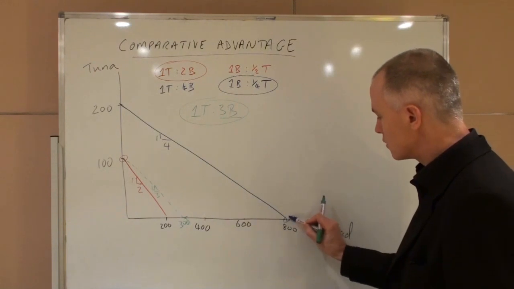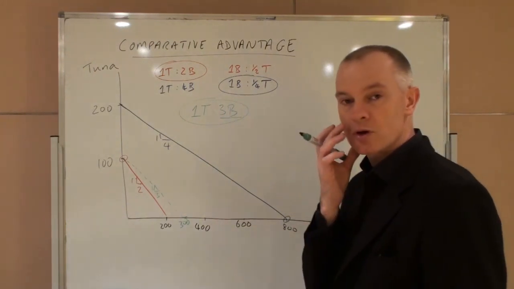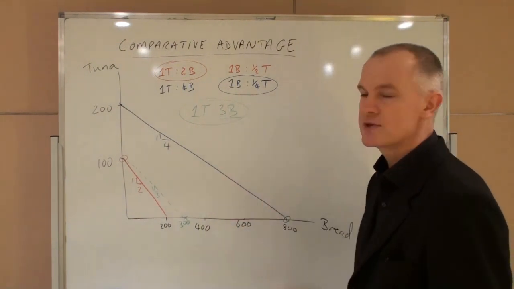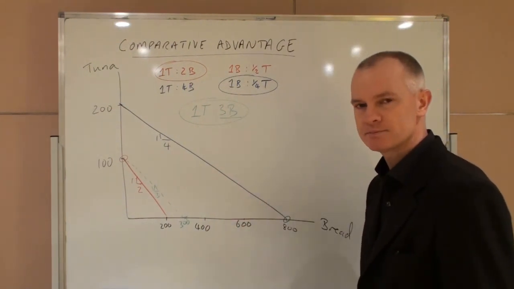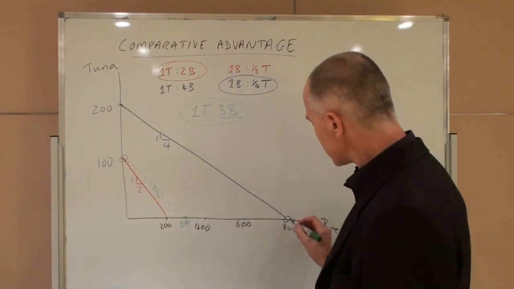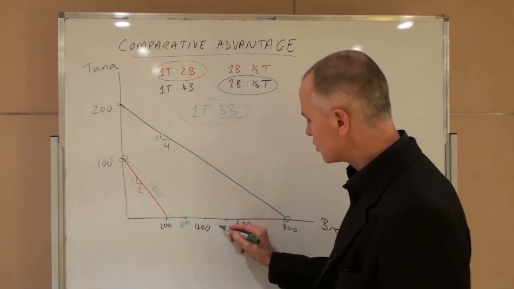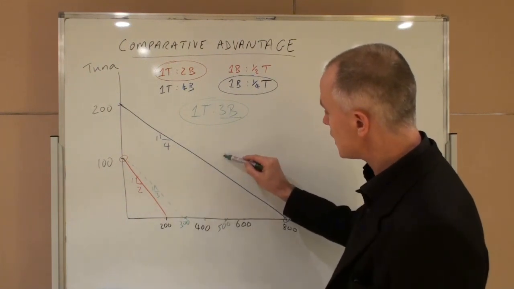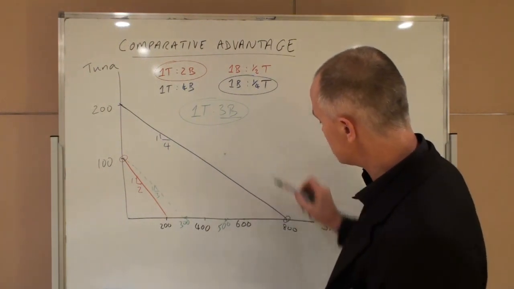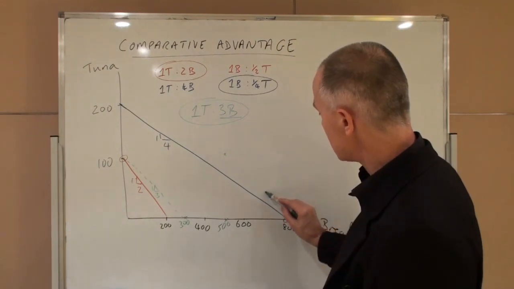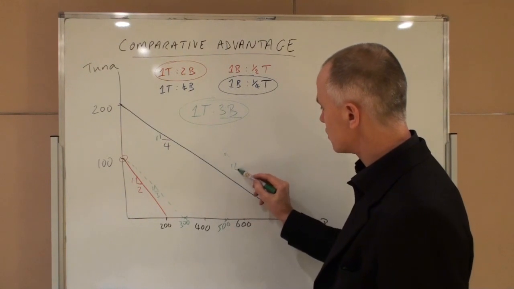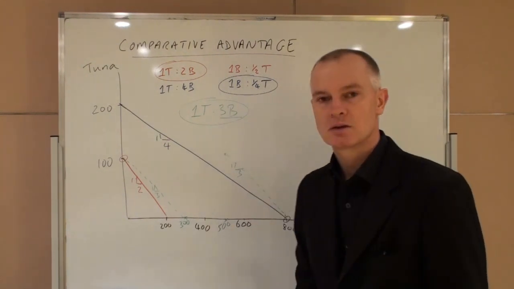If the blue country specialised in the product in which it enjoys comparative advantage, bread, and then were to trade at this exchange rate, it too would gain. Sacrificing 300 units of bread would leave it with 500, and it would simultaneously be able to enjoy 100 units of tuna, all of course imported from the red country. This gradient is also 1/3, which represents the trading rate.